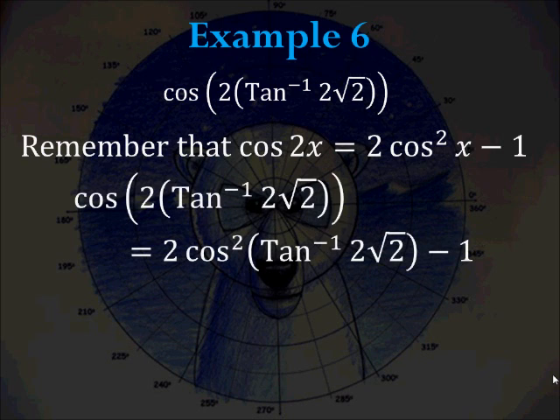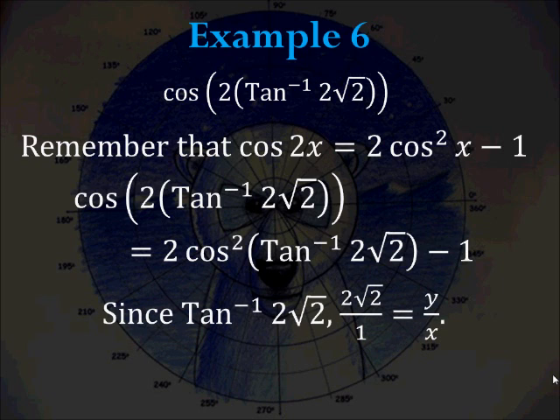So if we expand that using the 2 cosine squared x minus 1, this is what you get. The original expression is equal to 2 times the cosine squared of the inverse tangent of 2 root 2, minus 1. Since the inverse tangent of 2 root 2 is what it is, we know that it reflects the y over x, because that's what tangent is. It's sine over cosine, y over x. Remember, tangent theta equals sine theta over cosine theta, and r sine theta over r cosine theta is tangent.